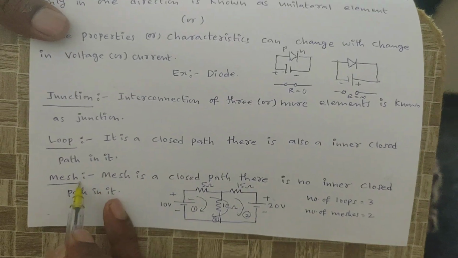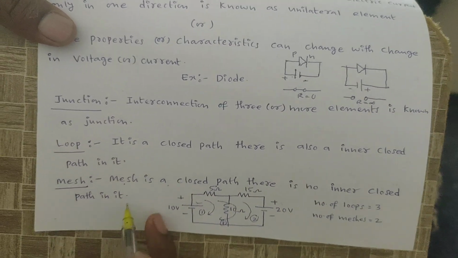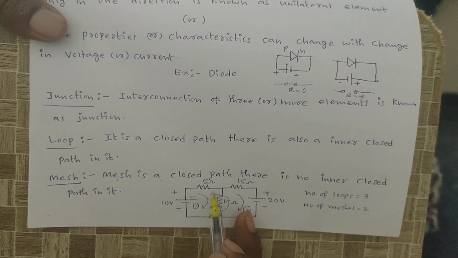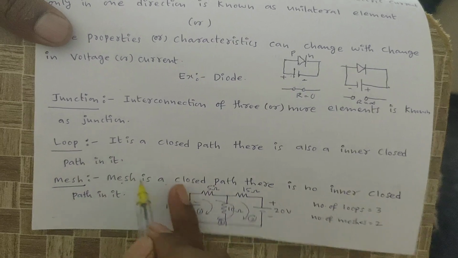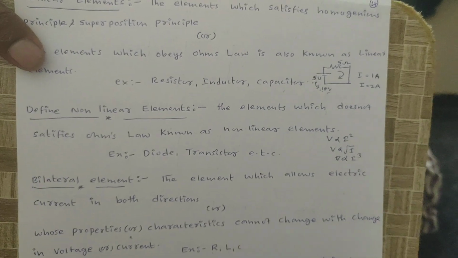Next, mesh. Mesh is a closed path. There is no inner closed path in it. That means this is mesh 1, this is mesh 2, we didn't consider the inner closed path. That means this circuit has 3 loops, but the number of meshes is 2. Okay, that is the difference between loop and mesh.